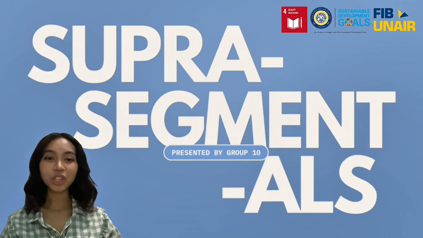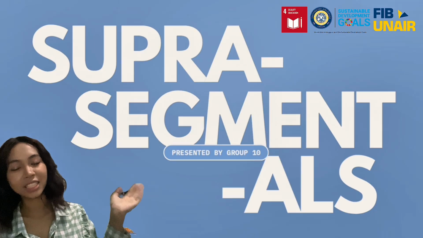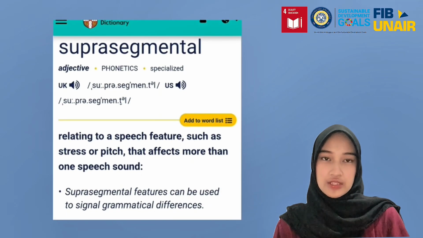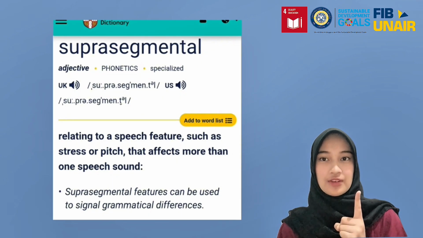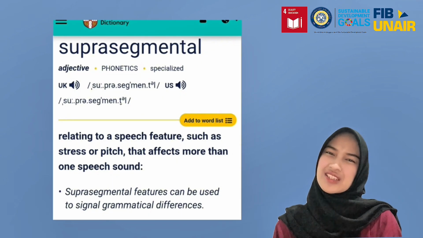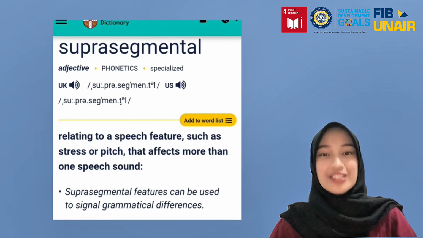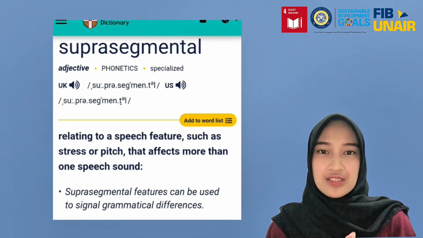One important feature of phonetics is suprasegmental features. According to Cambridge Dictionary, suprasegmental is defined as relating to a speech feature such as stress or pitch that affects more than one speech sound. But that's something you could easily search up on Google by yourself, right? The real question is, do you understand what that means?